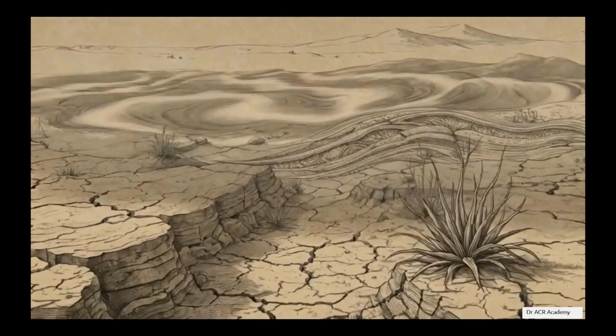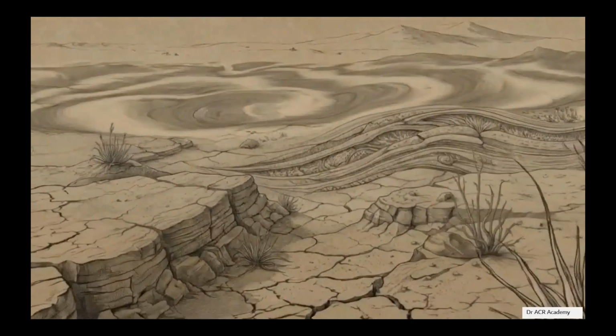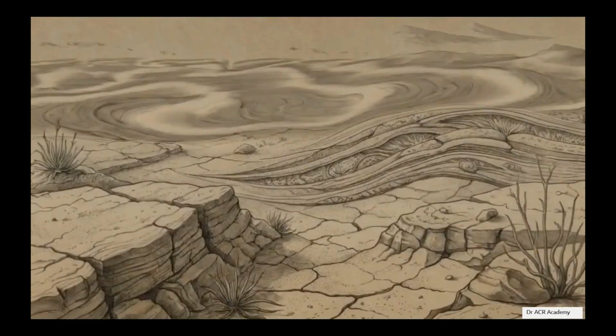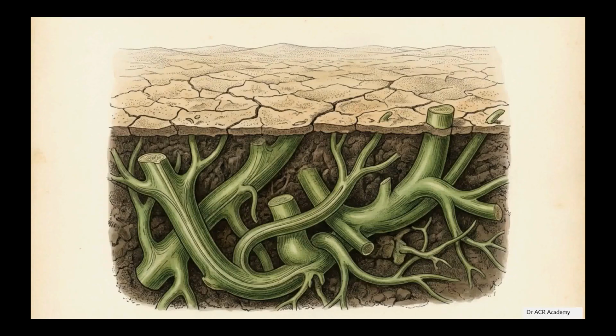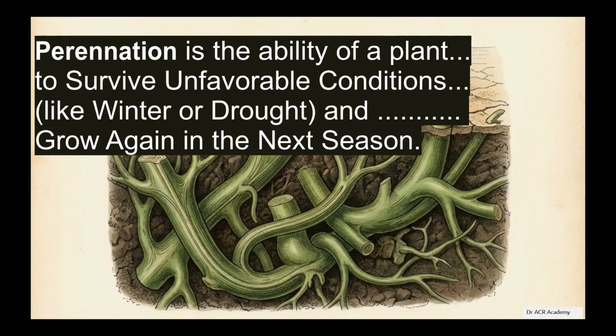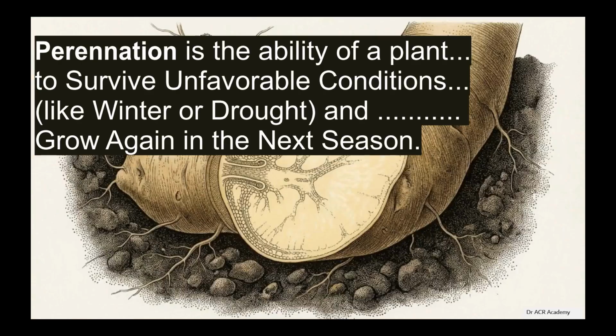All right, first up, storage. So think about the problem here. It's a life or death situation for the plant. How do you survive a brutal winter or a scorching drought when you're literally rooted to the spot? The solution, you retreat. You go underground, you build a bunker, and you pack it with enough energy to wait out the crisis. This amazing survival strategy is called perennination.